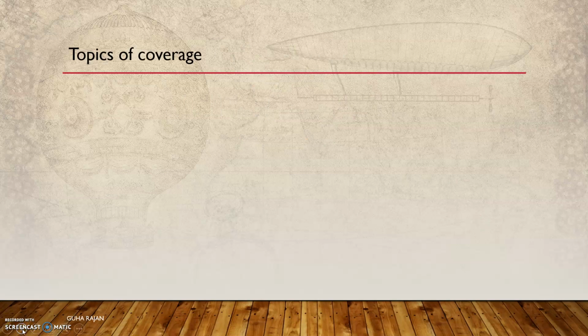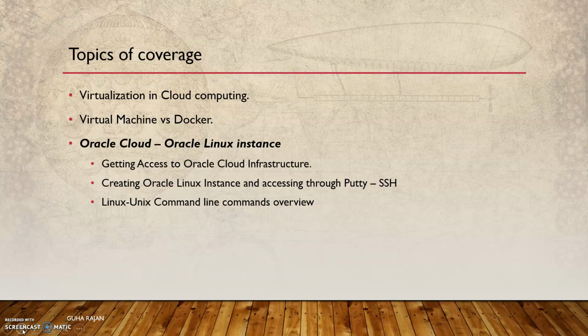Let me now provide you with the topics of coverage in this course. There are two parts. One is the virtualization part and the other one is the Docker part. So we'll be starting off with the virtualization. What is virtualization in the cloud environment? And then we'll be discussing what is a virtual machine versus a Docker. And post that we'll be getting into the virtualization, and for that we'll be using the Oracle Cloud Infrastructure.